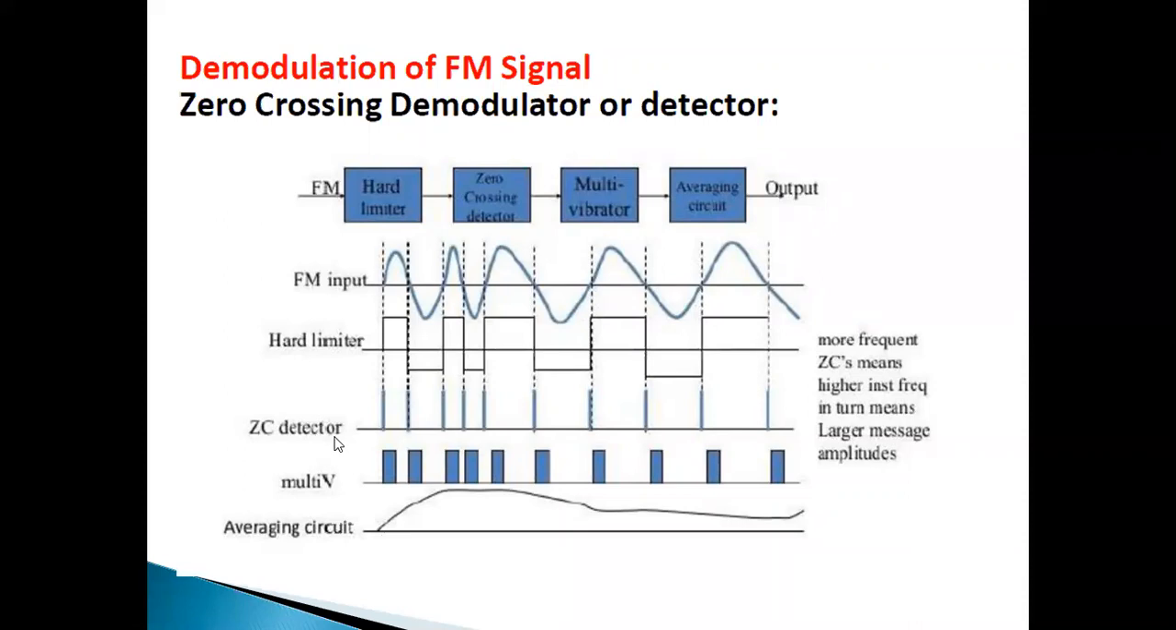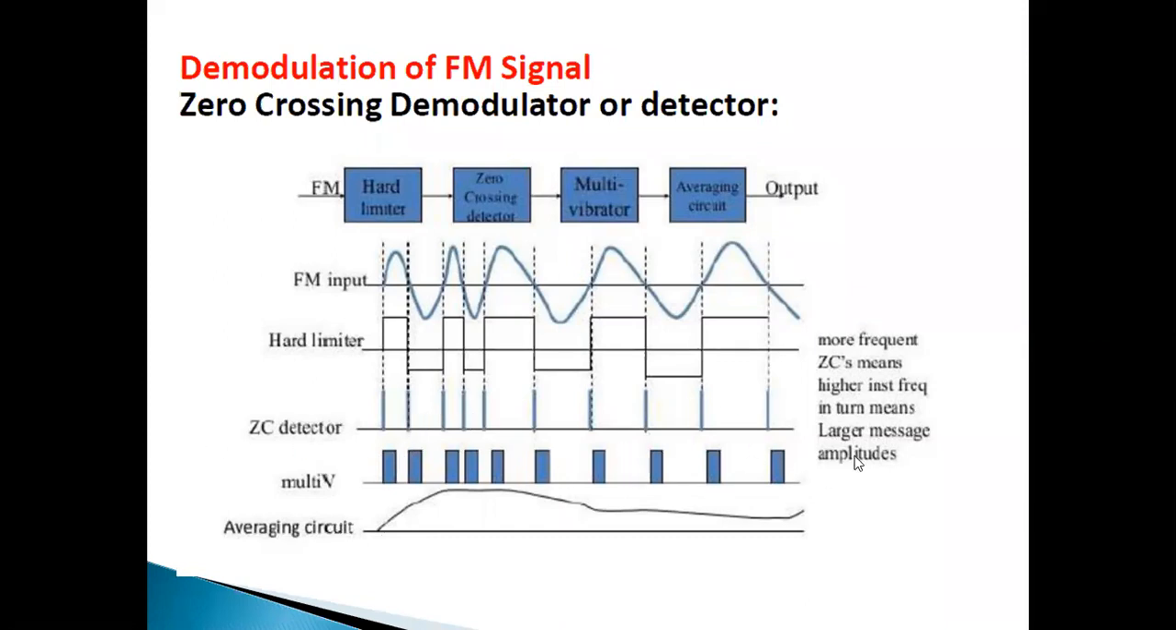The zero crossing detector should detect like this. This is one detecting point, and between these two is another detecting point, and so on until the complete signal is covered. Then we can apply the multivibrator to this, and the output should be like this.